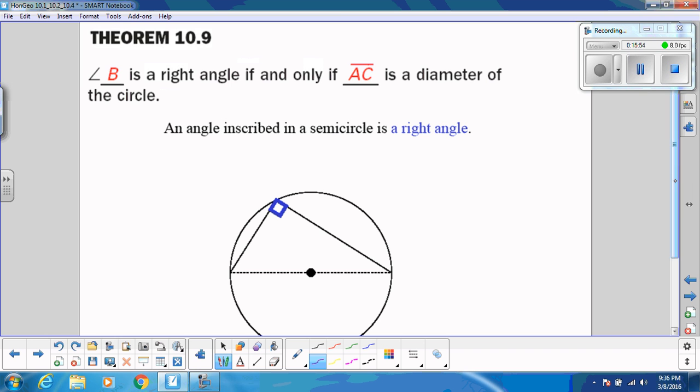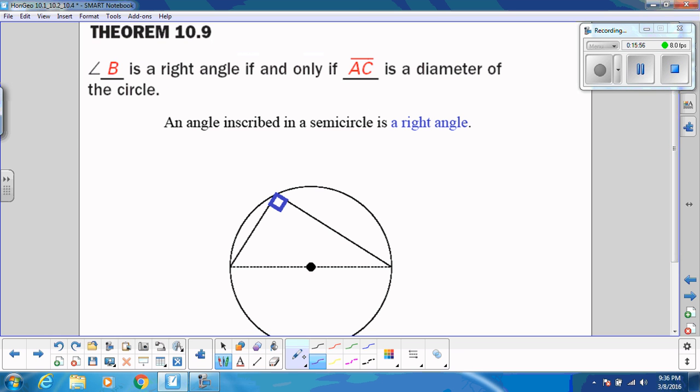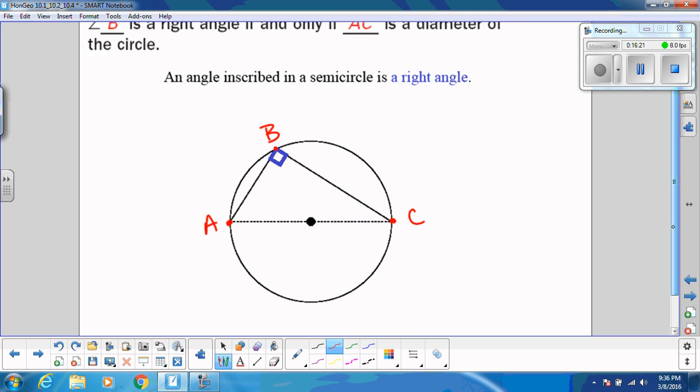The other thing I want to talk about is this theorem. An angle that is inscribed in a semicircle is a right angle. So if I had this angle, this is point B, and then this was point A, and this was point C. Angle B is a right angle if and only if AC is a diameter. Why would that be? What's true about a diameter? A diameter has to go through the middle.